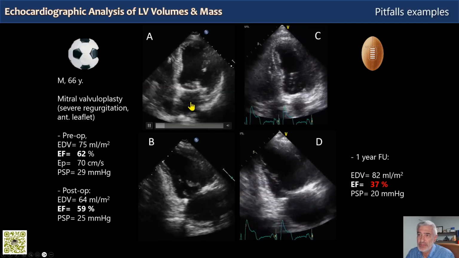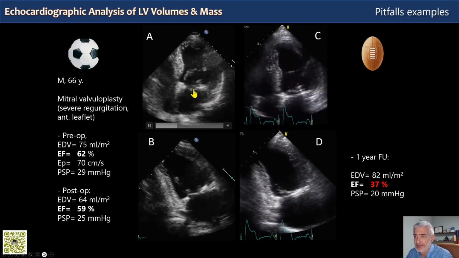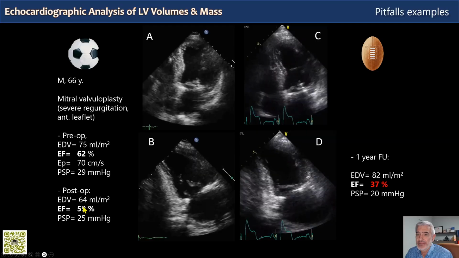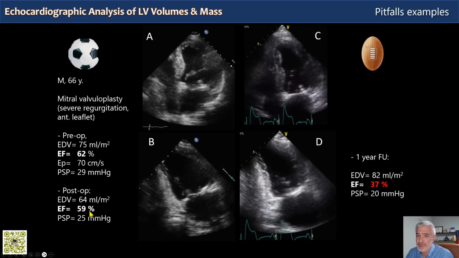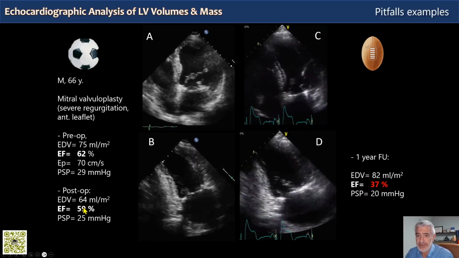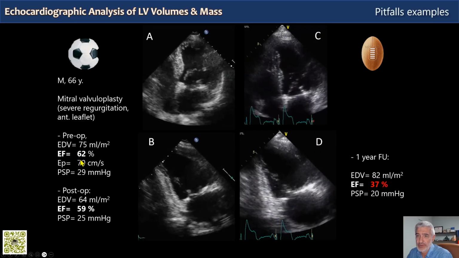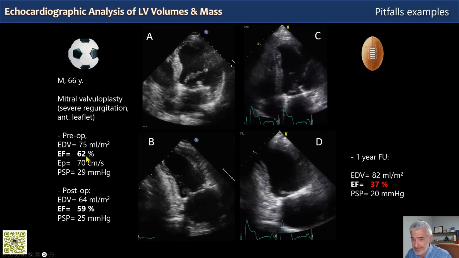In this other patient with a previous surgical mitral valvuloplasty, as you can see here, the postoperative exam suggests a normal ejection fraction of 59%, not significantly different from the preoperative 62%.